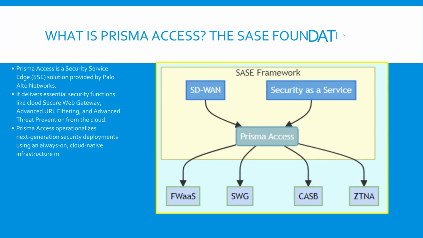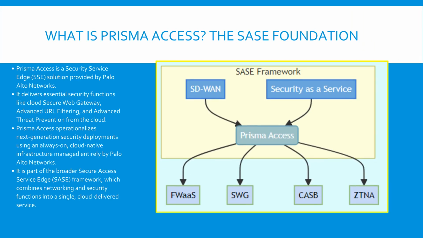Welcome to this training video on Prisma Access architecture and its components. We start with the core concept. What is Prisma Access? Prisma Access is defined as a Security Service Edge, or SSE, solution, delivered entirely by Palo Alto Networks from the cloud. This is much more than a simple firewall.